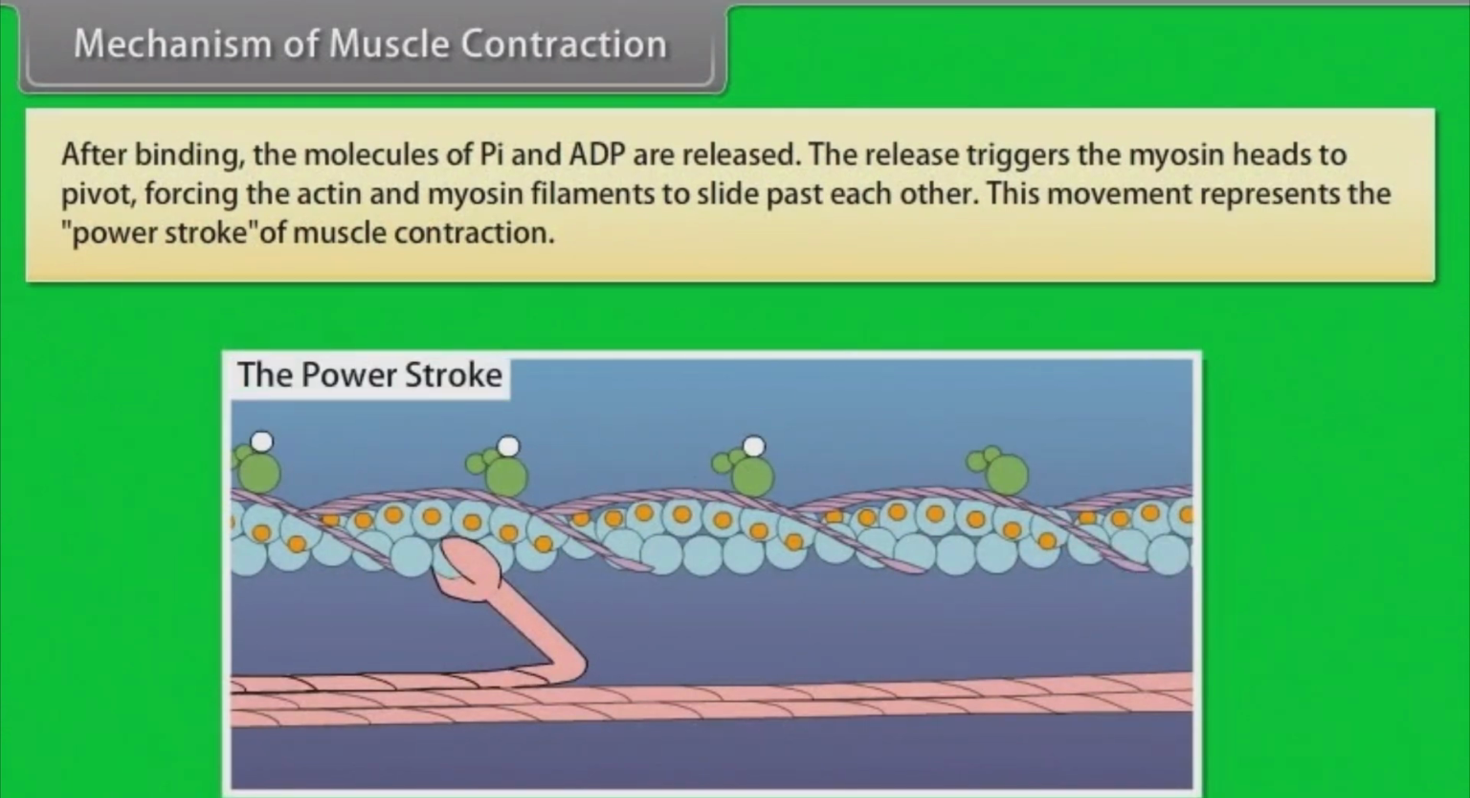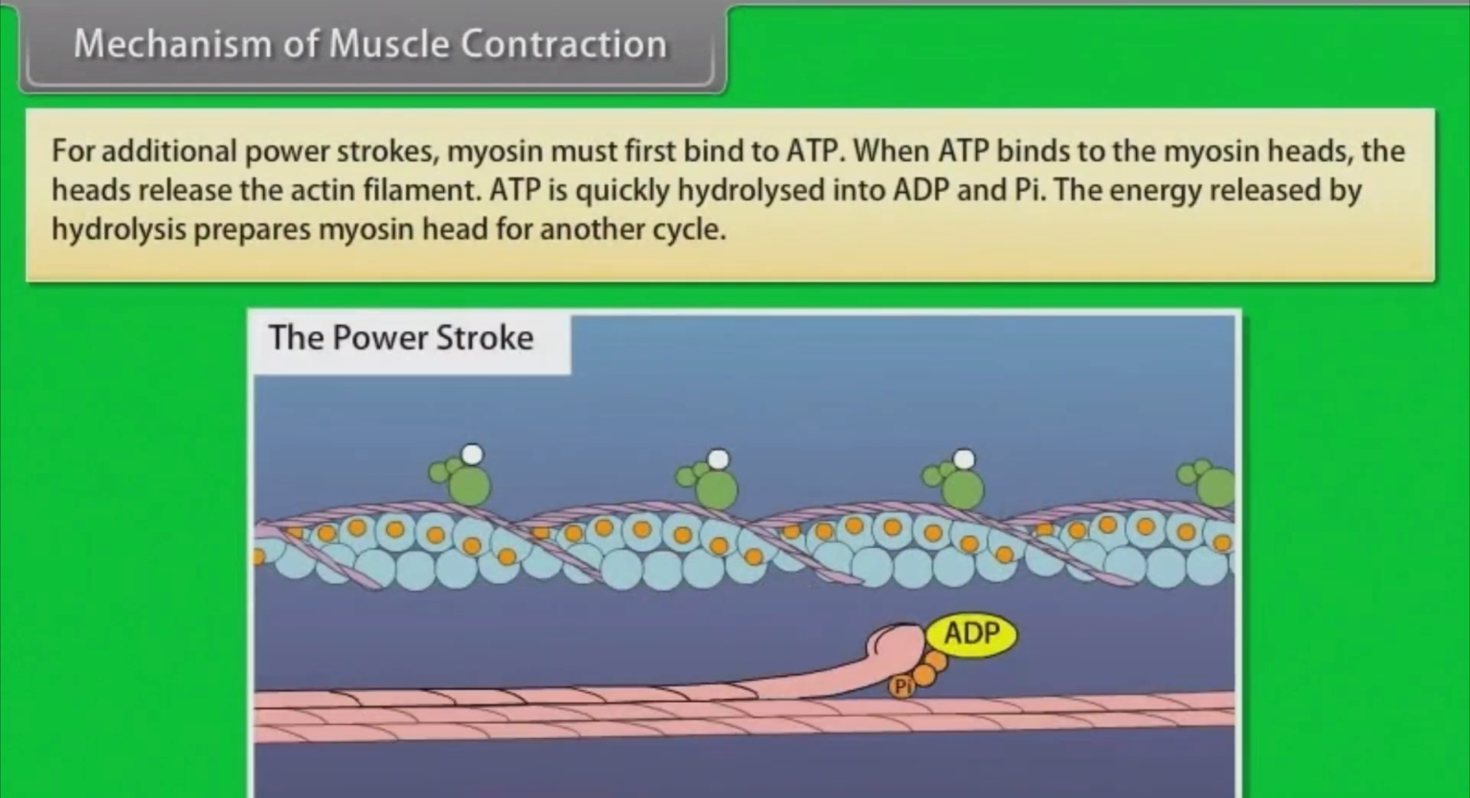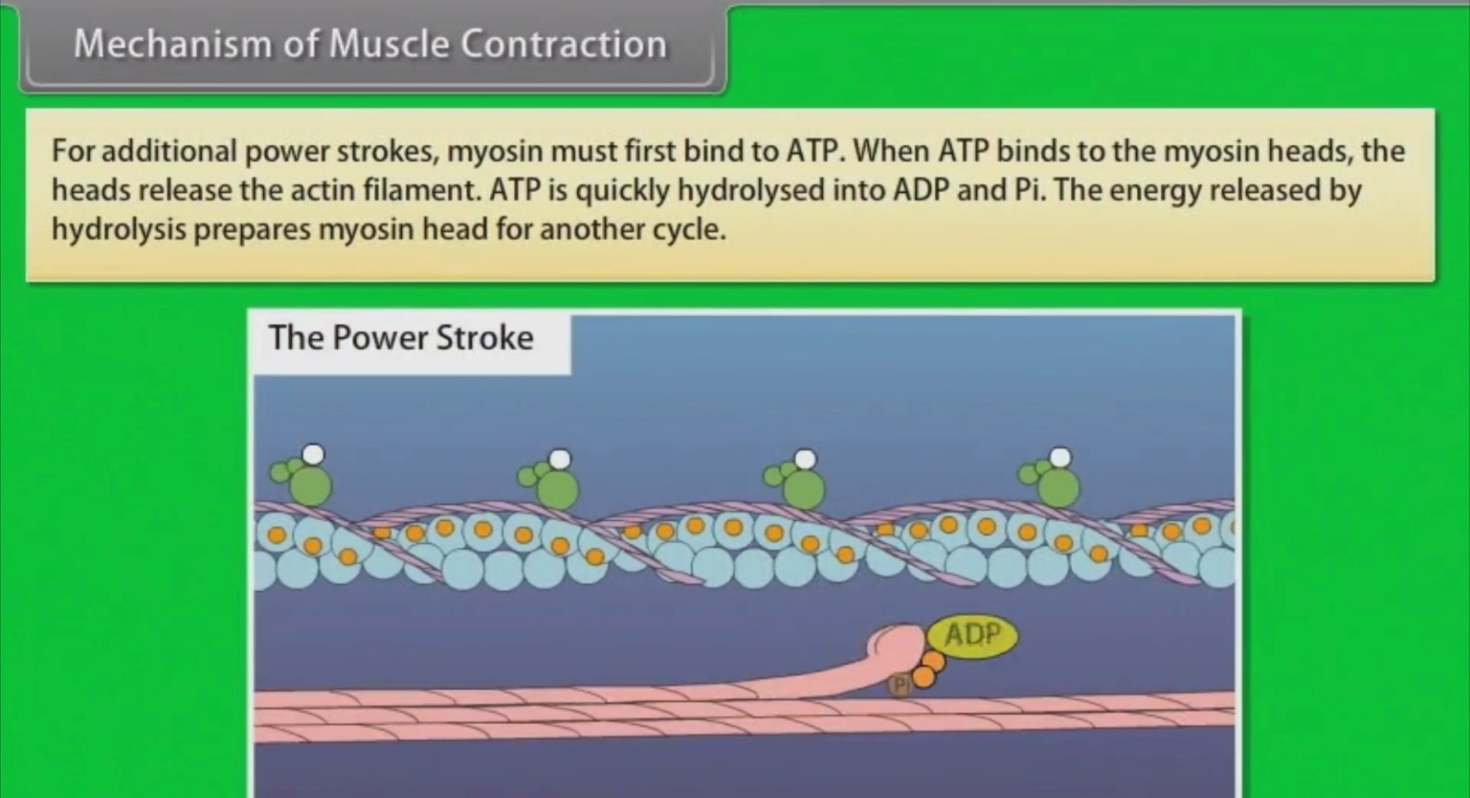The release triggers the myosin heads to pivot, forcing the actin and myosin filaments to slide past each other. This movement represents the power stroke of muscle contraction. For additional power strokes, myosin must first bind to ATP. When ATP binds to the myosin heads, the heads release the actin filament.